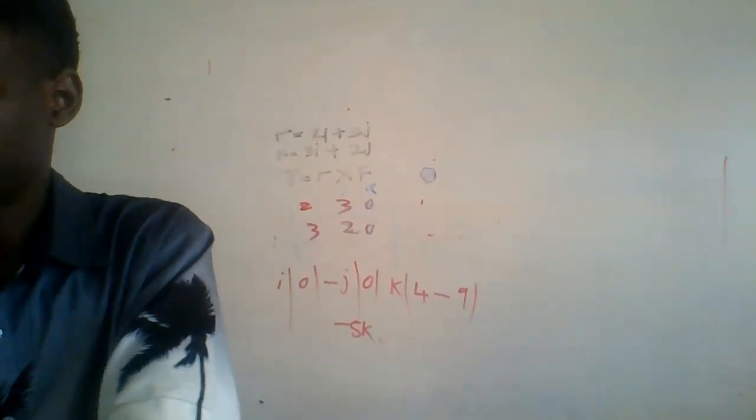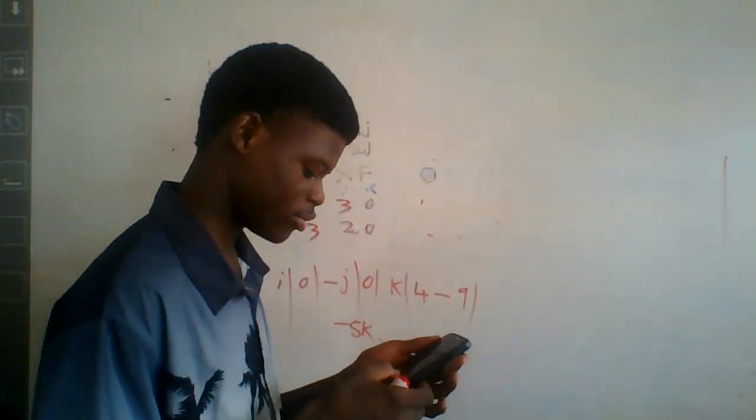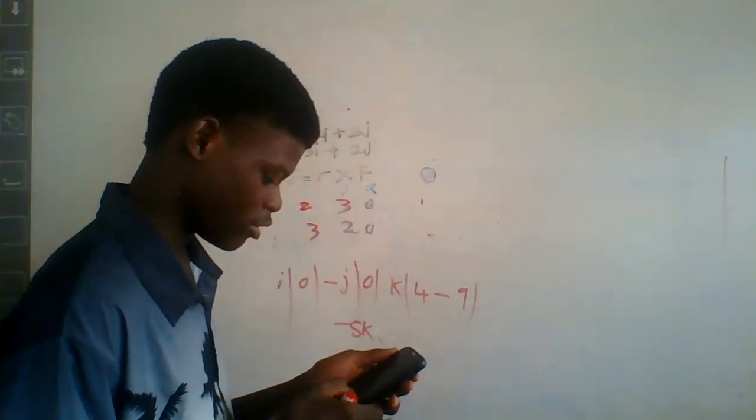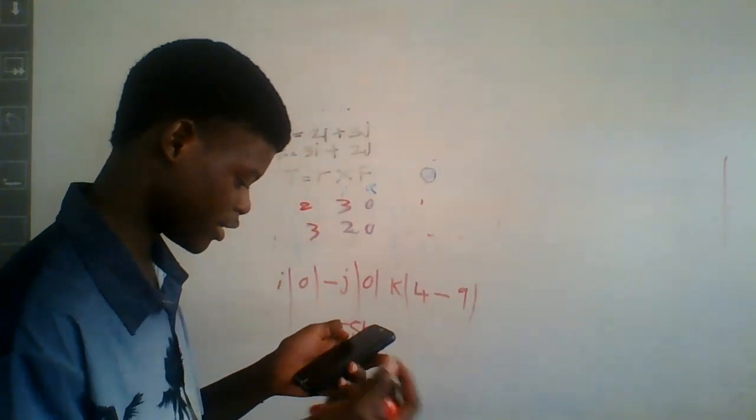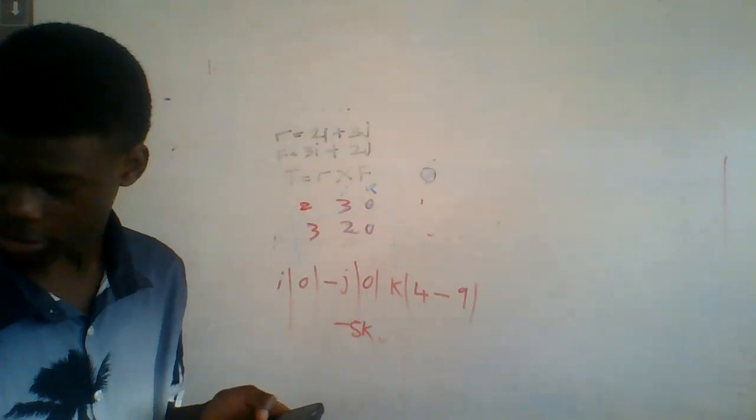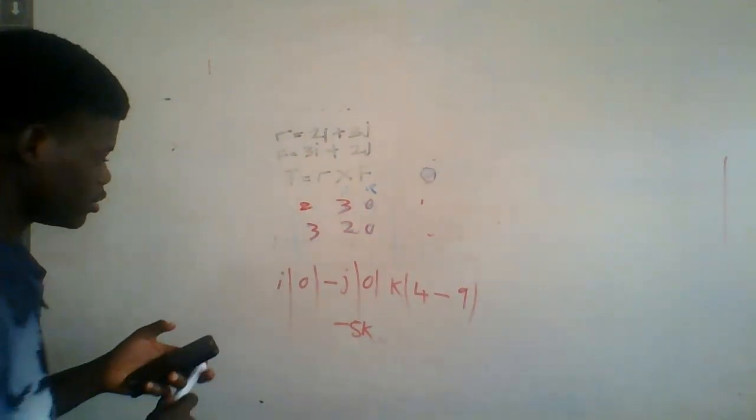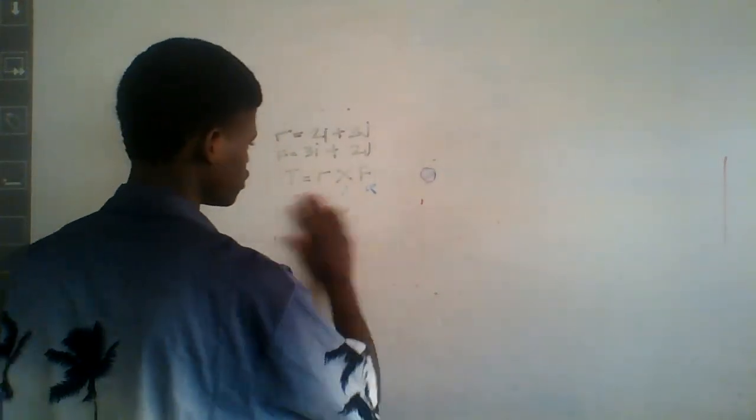In the options, I think there's minus 5 there. Yes, and the answer is option D. So that's why the answer is actually option D.